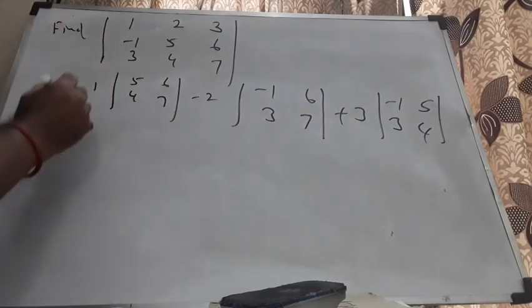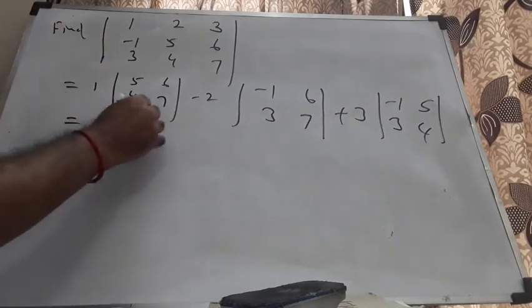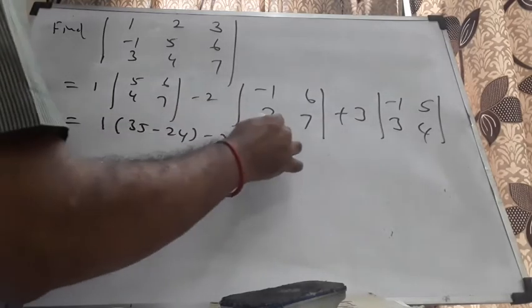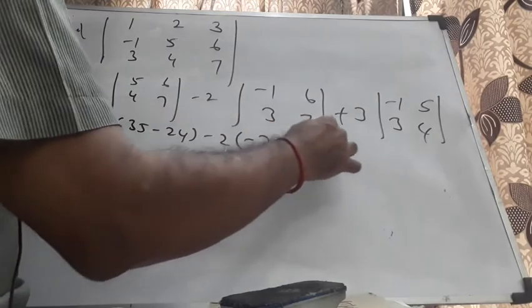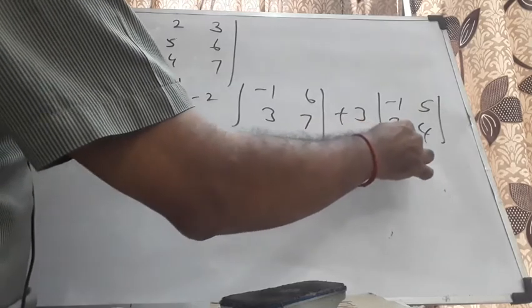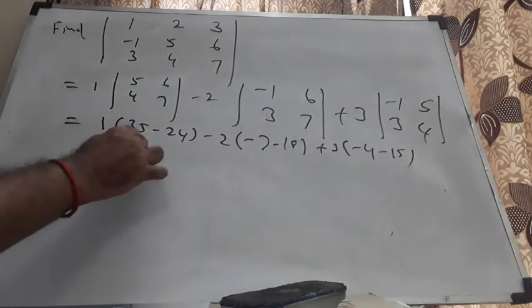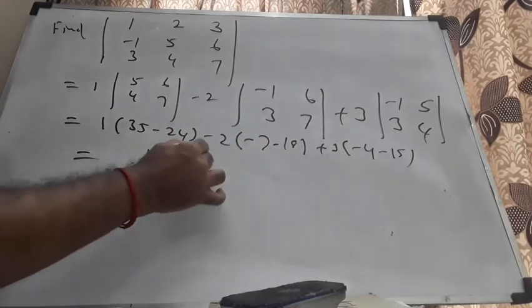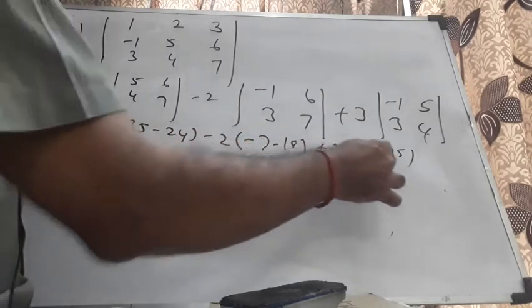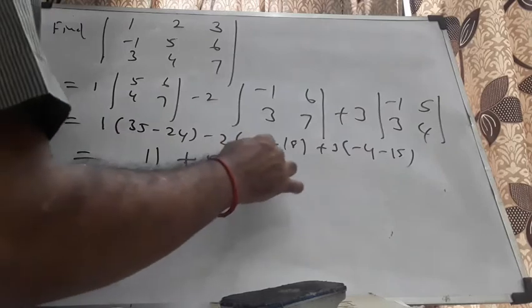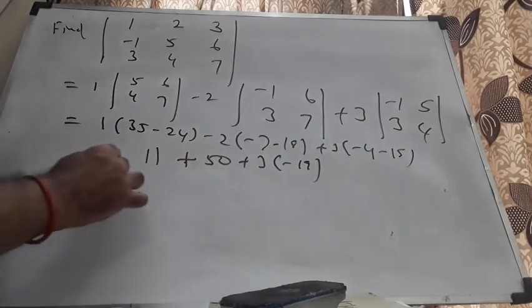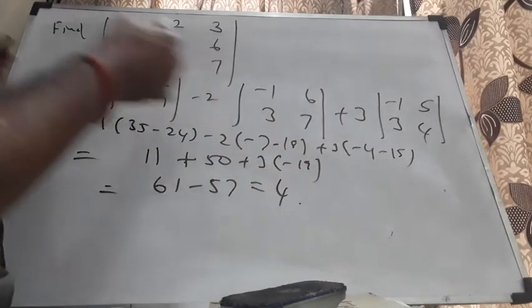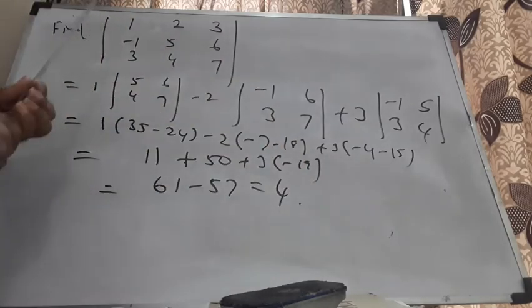Therefore this is reduced anyway. 1 into 35 minus 24. Minus 2 into let us say minus 7 minus 18. Plus 3 into minus 4 minus 15. Therefore this is reduced anyway to 11. Anyway here it is plus 50. I'll get here again plus 3 into minus 19. Therefore this is anyway 61 minus 57. This is anyway 4. Let me just check whether my answer is right or wrong.